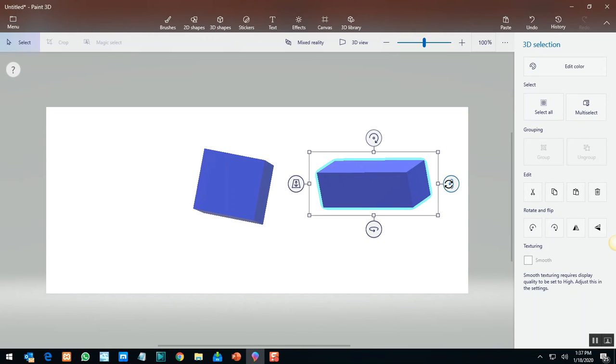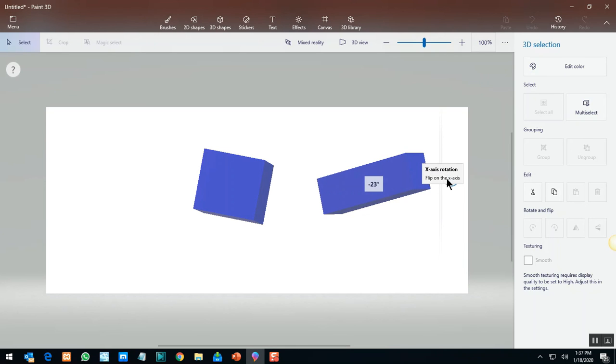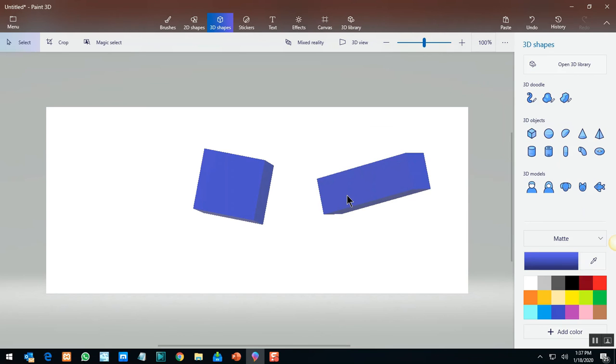Same thing with the cuboid also. Okay, it's having 6 flat sides. How can that be? I told you this is like a pencil box. 1, 2, 3, 4, 5, 6. Okay, so you have to learn this.